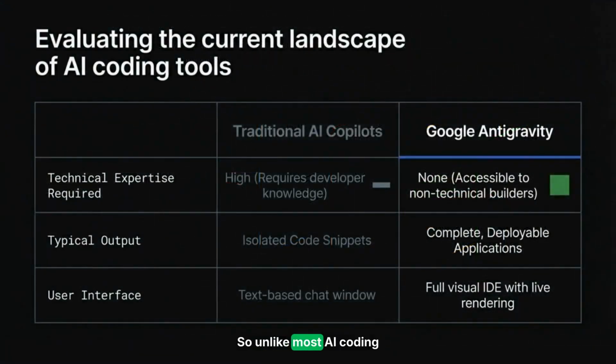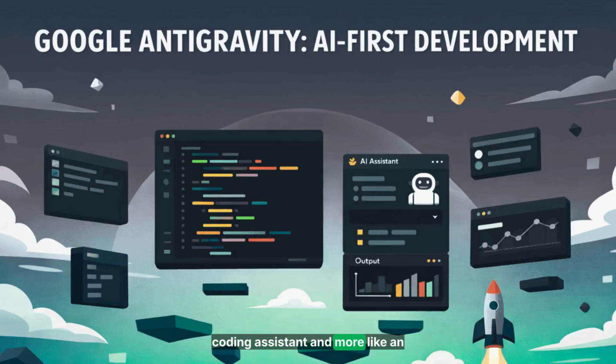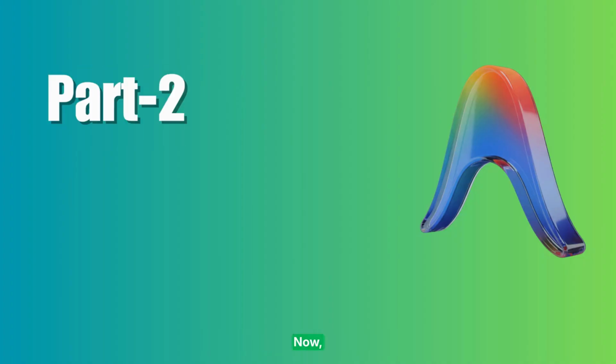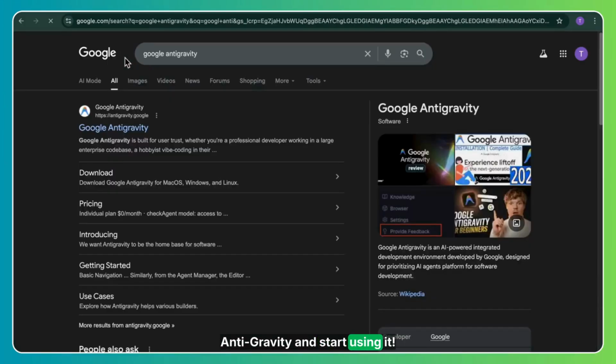So, unlike most AI coding tools that only assist developers, Google Antigravity is designed to let AI agents actually participate in the entire development workflow: planning, building, testing, and improving the software. And that's what makes it feel less like a coding assistant and more like an AI-powered development environment. Now, let's see how you can install Google Antigravity and start using it.